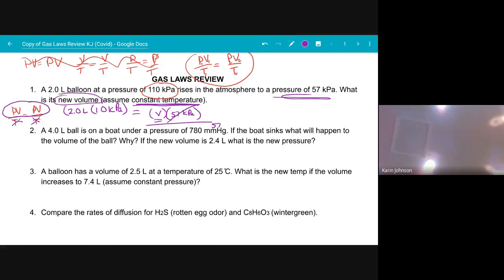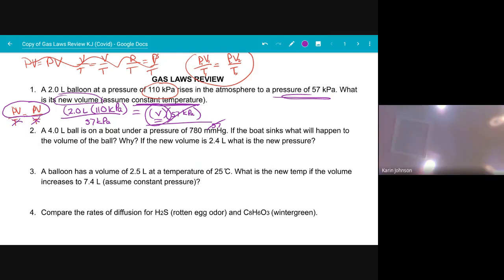That makes this go away. So the 57 is gone, and now volume is all by itself. And what I do to the left side, I have to do to the right side. So I'm going to divide this side by 57 kilopascals.